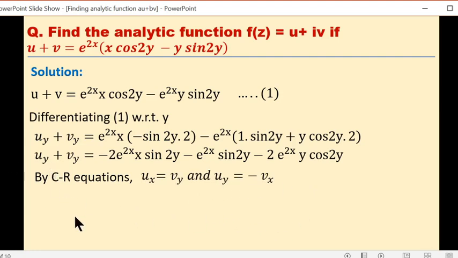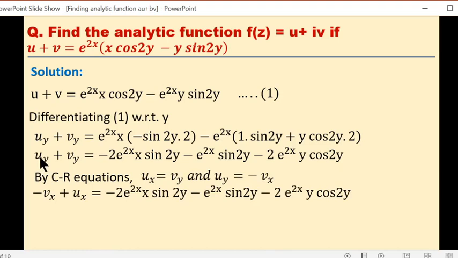अब ये इसमें हमने substitute किया, तो Uy is minus Vx, Vy is Ux. Okay, so plus Vx equal to, this right hand side remains the same. Minus 2 e raised to 2x into sine 2y minus e raised to 2x into sine 2y minus 2 into e raised to 2x into y into cos 2y.